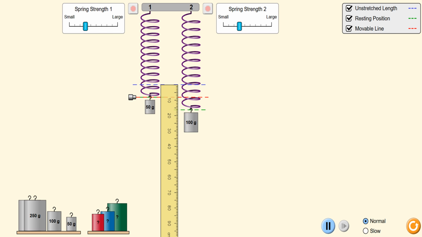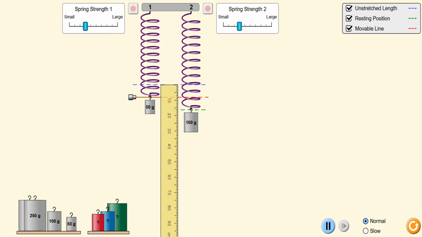However, if we put in some lines here, so the blue line shows me what the spring length would be if there was no mass hanging on it. The red line, I've just added in an extra line just to show us where the 50-gram mass has extended the spring to, and then the green line shows us where the 100-gram mass has extended the spring to.